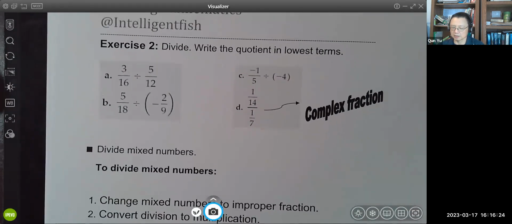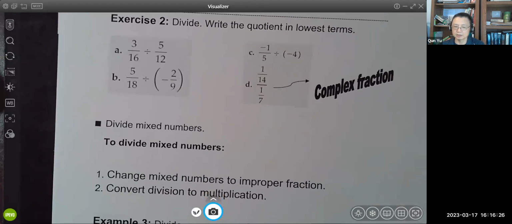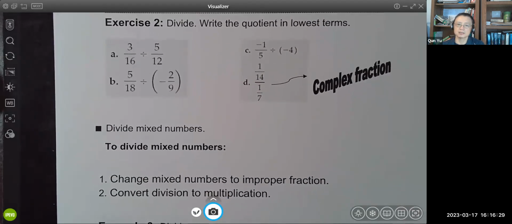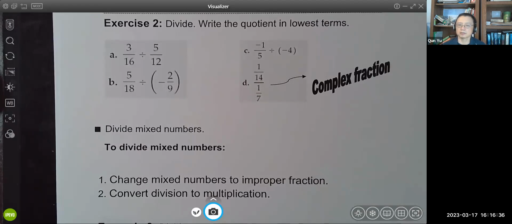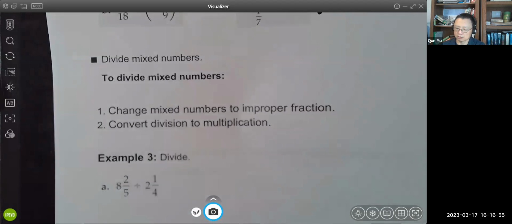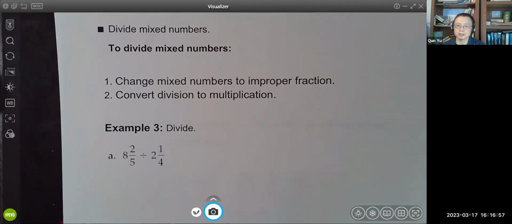This is an exercise for the division with fractions. Now let's look at some examples to do division with mixed numbers. So generally speaking, you cannot do division with mixed numbers directly. Whenever we have mixed number in the division, we want to change that mixed number or mixed numbers to improper fraction. And then we continue to perform the division. So let's look at our first example here.